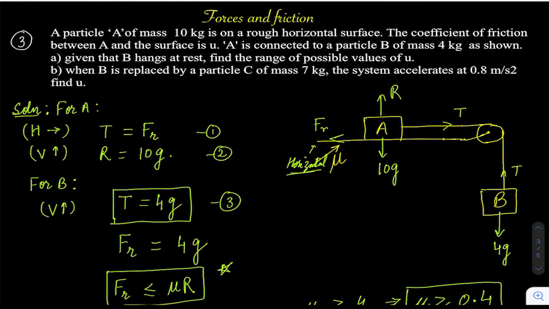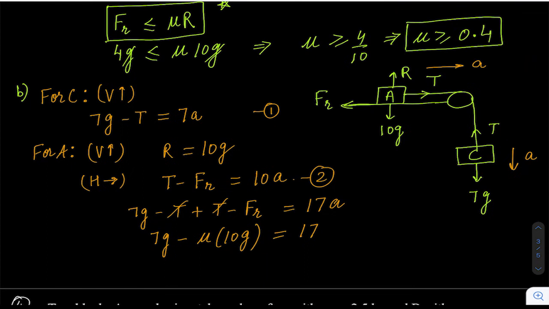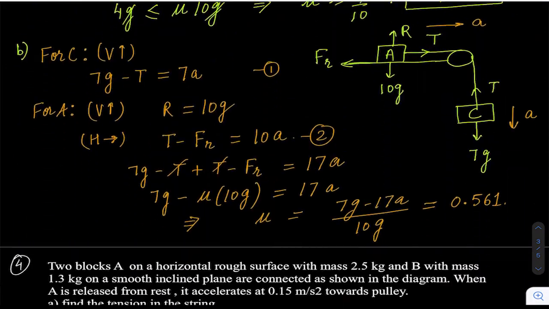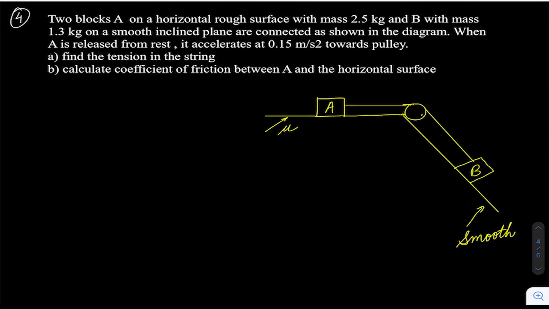And we already know the value of a, that is 0.8. Okay, we will substitute here. So from this we are getting mu is equal to (7g minus 17a) divided by 10g. And if you substitute the values, g is 9.81, let's say, and a is 0.8, you will get approximately mu as 0.561. So that is our answer. I hope it's clear. Okay, let's go for the next question.